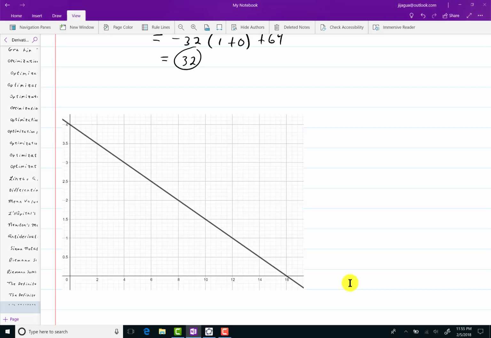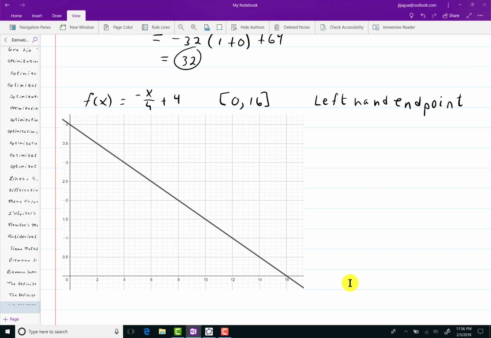Okay, let's remind you what the function is. F of x equals negative x over 4 plus 4. That's on the interval from 0 to 16, the closed interval 0 to 16. We're now going to use the left-hand points, left-hand endpoints. So I urge you to draw the picture again and then see what left hand means.